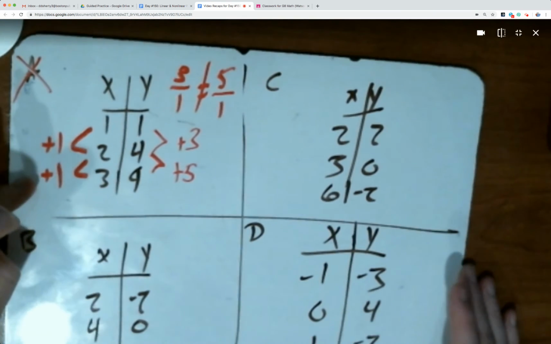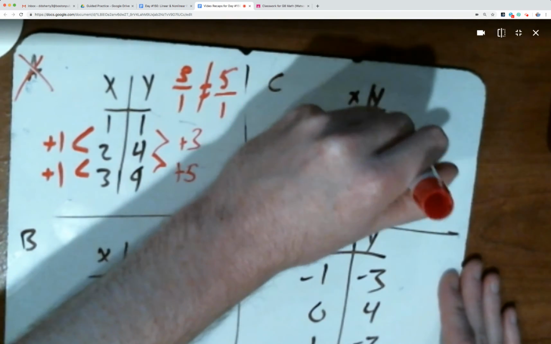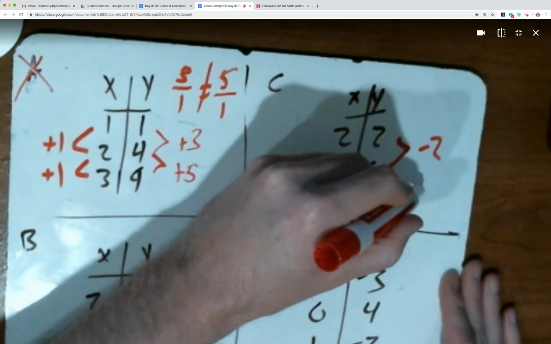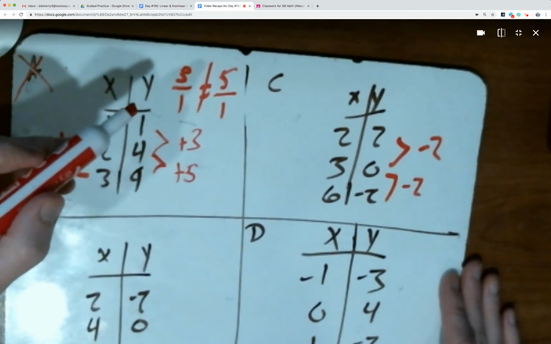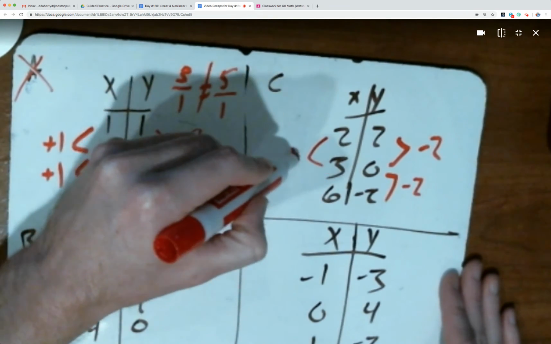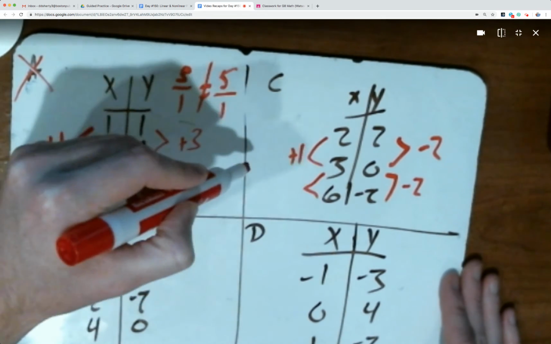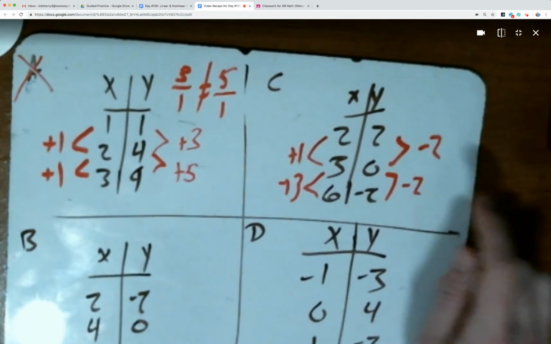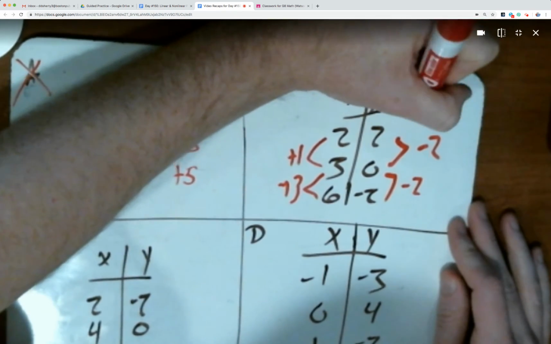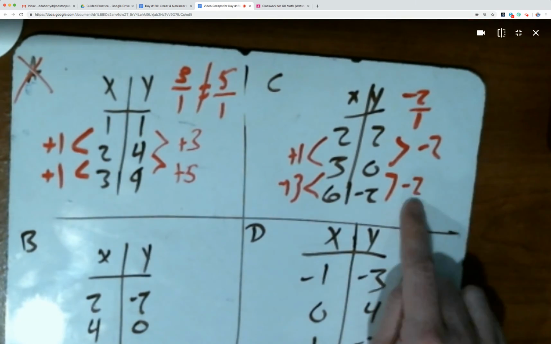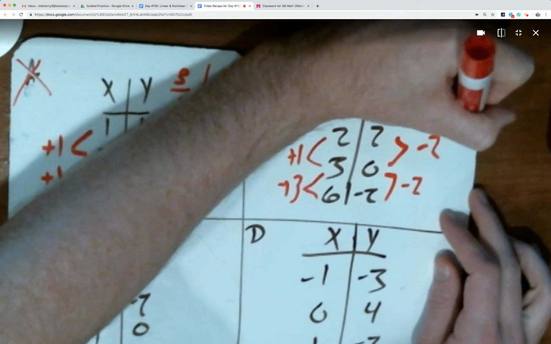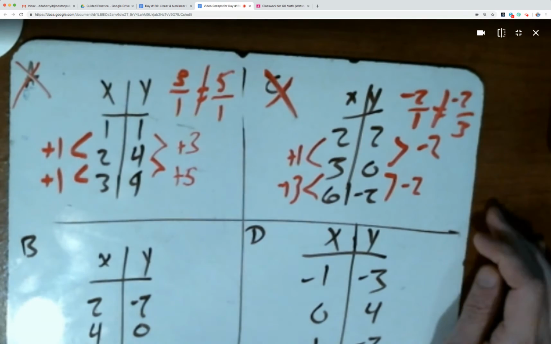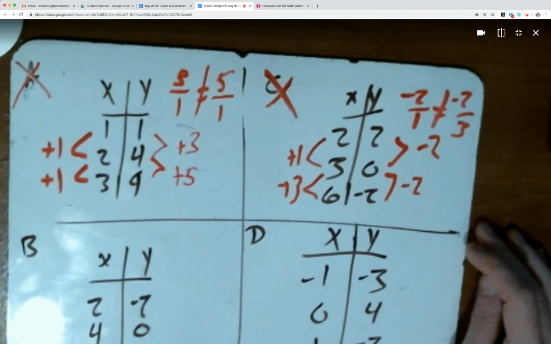For C, we'll take a look over at that one. We see that the y value changes consistently: 2 to 0 is down by 2, and 0 to negative 2 is down by 2. But the x value increased by 1 the first time, and then it increased by 3. So again, negative 2 over 1 for a slope in the beginning is not the same slope as negative 2 over 3. So we know this is also not going to be a linear function. The rate of change is different.